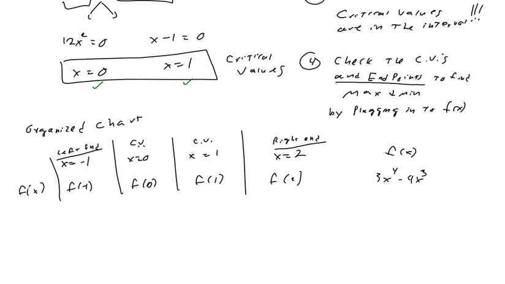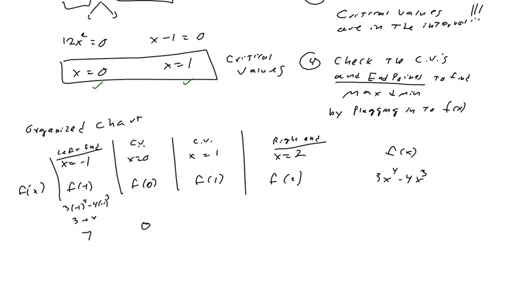So if I plug in a -1, I'm going to get 3 times -1 to the 4th power minus 4 times -1 cubed. Let's see. -1 to the 4th is 1, so that'll be a 3. -1 cubed is -1, times -4, that'll be +4. So it'll be 7 there. Plug in the 0, that's just going to be 0. 3 times 0 minus 4 times 0, that's just 0.